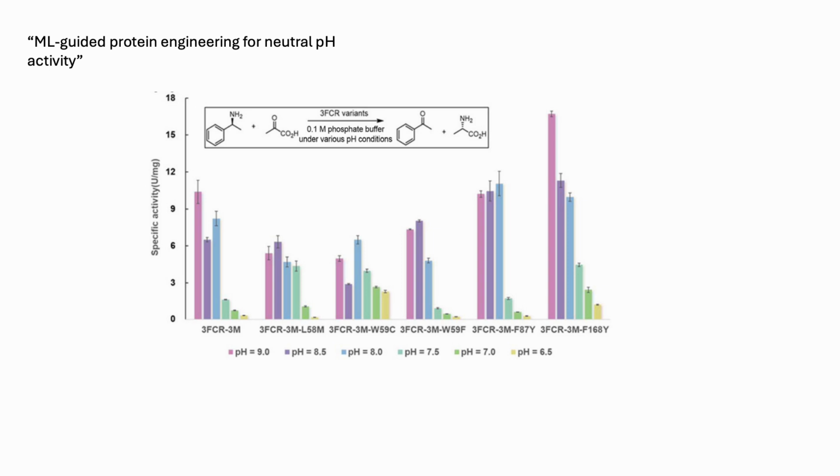For this first figure, this figure shows how enzyme activity drops as pH moves away from the optimal alkaline range. The goal of this work is to flatten this curve, specifically trying to improve activity at neutral pH.